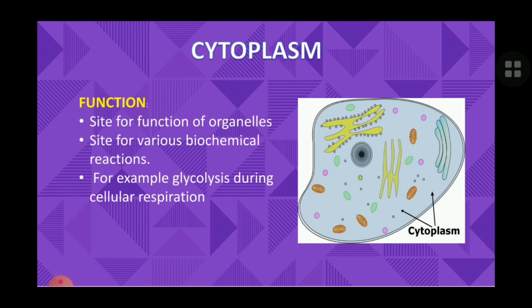Now coming to the function of the cytoplasm. It is a site for the function of organelles, because it contains a number of organelles and all the organelles perform different functions for the cell. So this provides the sites for carrying out different functions by the organelles. Site for various biochemical reactions. Different biochemical reactions also occur in the cytoplasm, like glycolysis occurs in the cytoplasm of the cell, which is a step in cellular respiration.